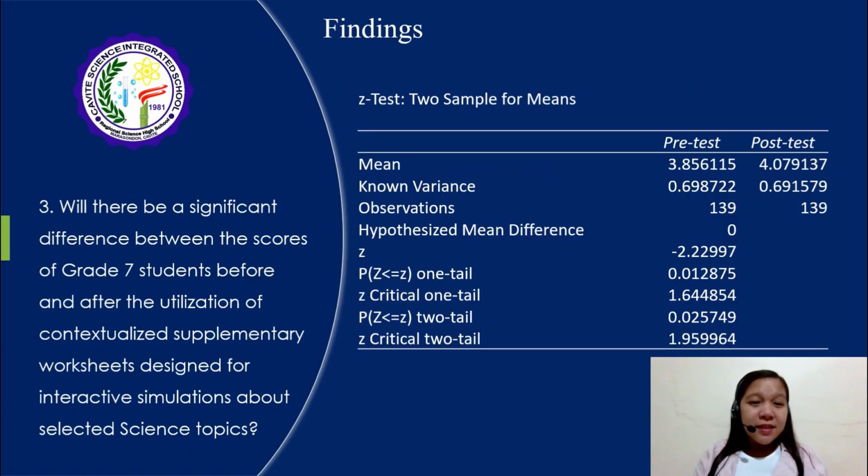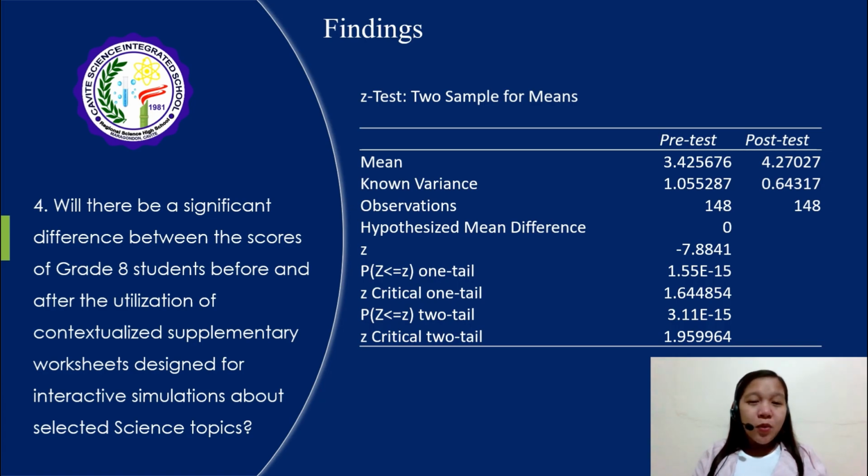Z-test reveals that the p-value of 0.01 is less than 0.05, thus indicates that there is a significant difference between the scores before and after using the worksheets. The pretest and post-test score subjected to z-test shows a p-value of 3.11 times 10 raised to negative 15, which is way less than 0.05, proving a significant improvement on the performance of grade 8 students after the use of the worksheets.